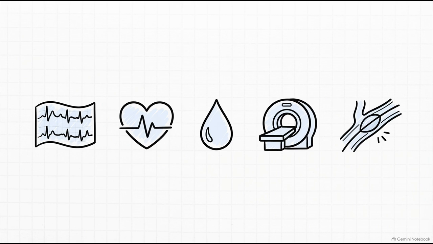An ST segment elevation, boom, that's a STEMI. But if you see ST depression, T wave inversion, or just non-elevation, that points us toward an NSTEMI, where the ischemia is subendocardial. It hasn't breached the full thickness of the wall.